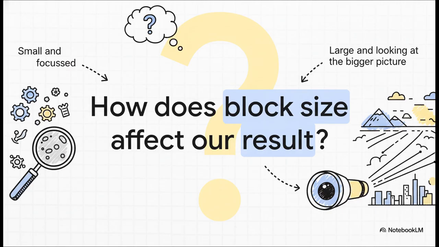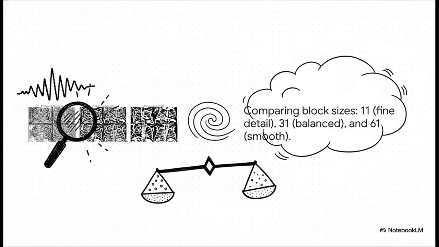Let's find out. Here you can see the results for 3 different block sizes. We've got a small one at 11 pixels, a medium one at 31, and a large one at 61. Now notice how the smallest one, on the left, captures really fine detail, but it also introduces a ton of that salt and pepper noise. As you make the block size bigger, the result gets way smoother. There's definitely a trade-off here.